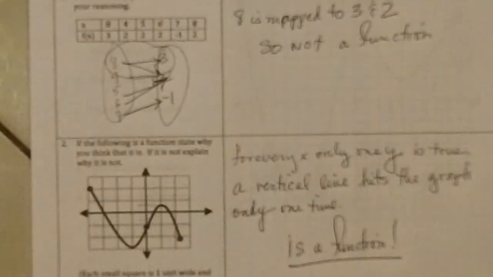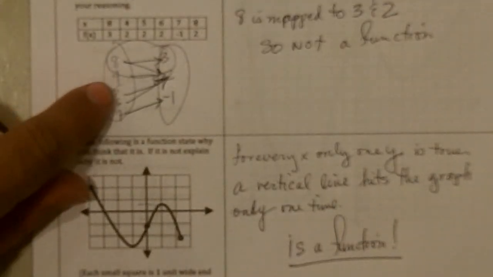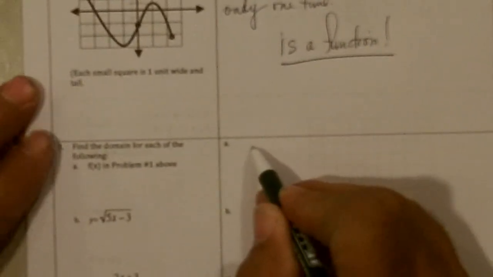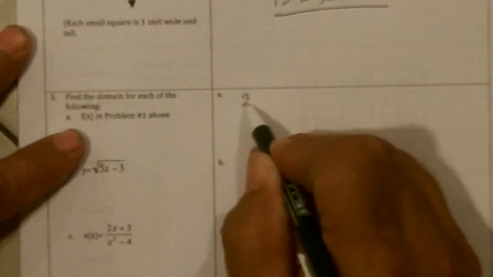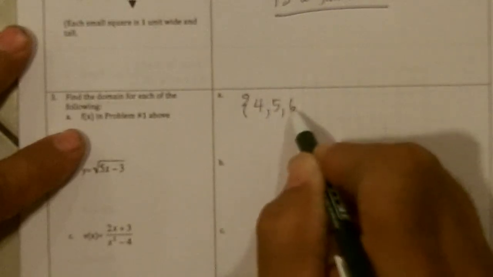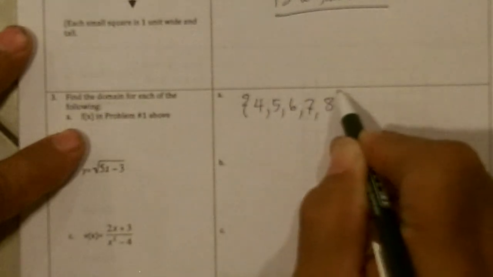It says, what's the domain for the first one? Well, the domain is 8, 4, 5, 6, and 7. So we can write that. We should list that as a set. The set whose elements are 4, 5, 6, 7, and 8. That's a good way to do a list.